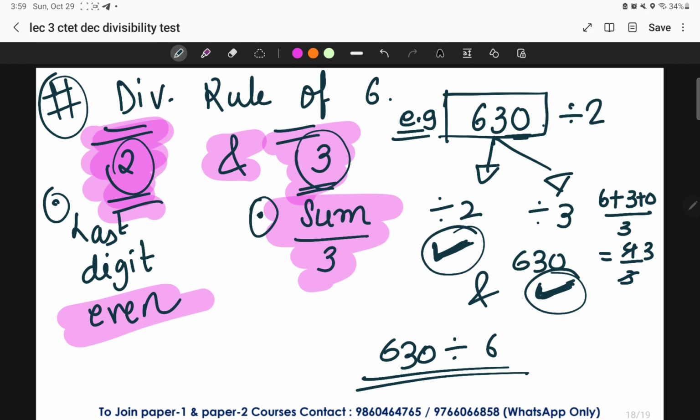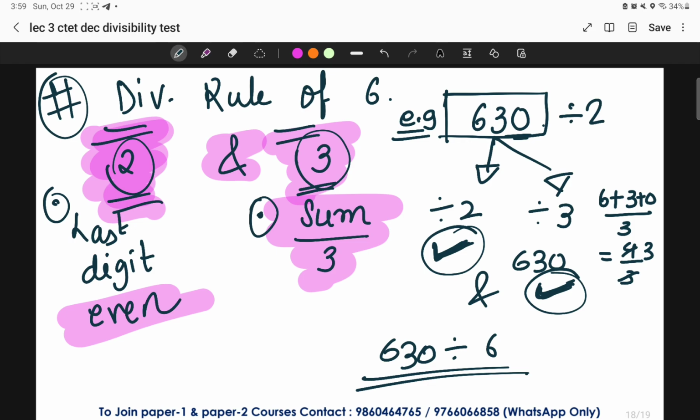So check whether the number is divisible by 2. For checking this, we check the last digit, whether it is 0, 2, 4, 6 or 8. Similarly, for 3, we take the summation of all the digits and divide by 3. If it is divisible by 3, then the number is divisible by 3. And if both the rules of 2 and 3 are followed, then the number is divisible by 6 as well. This was quite interesting.